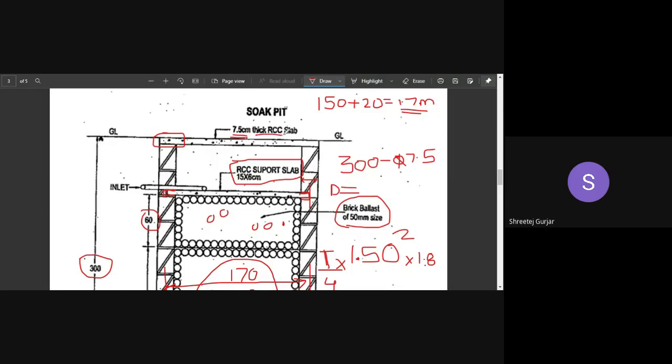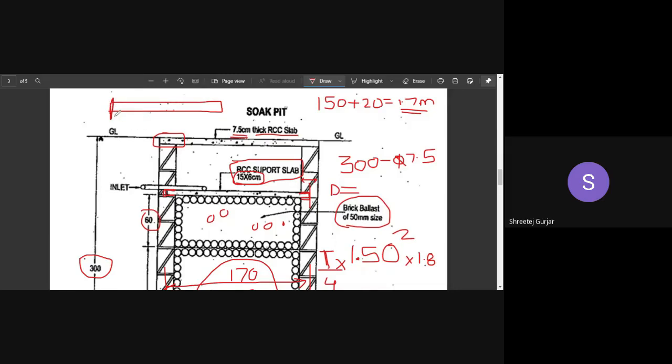So this is for a roof slab, and this is for your support slab. But one more thing you can observe, they have given this dimension as 15 centimeters into 6. So 15 centimeters is this way, and 6 centimeters is the thickness of this roof slab.